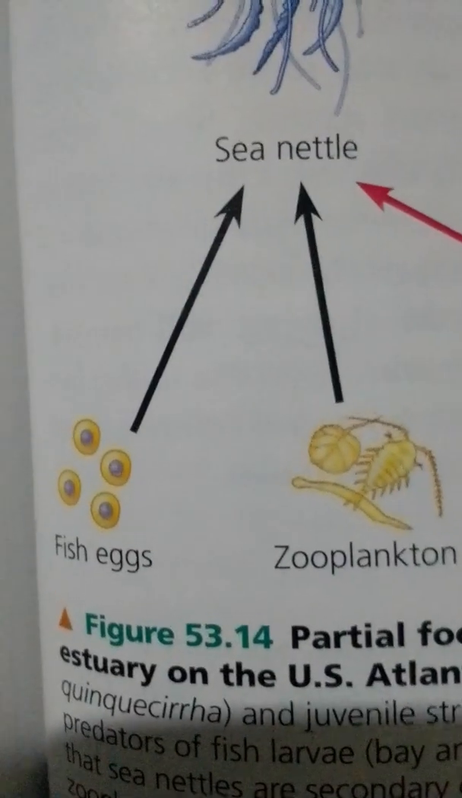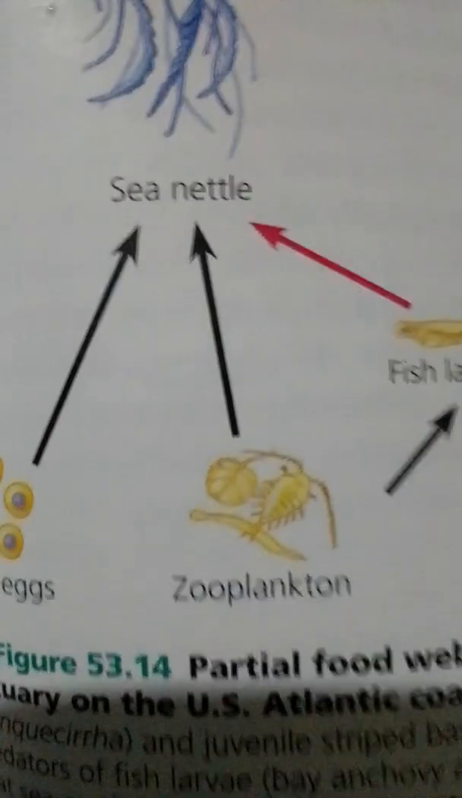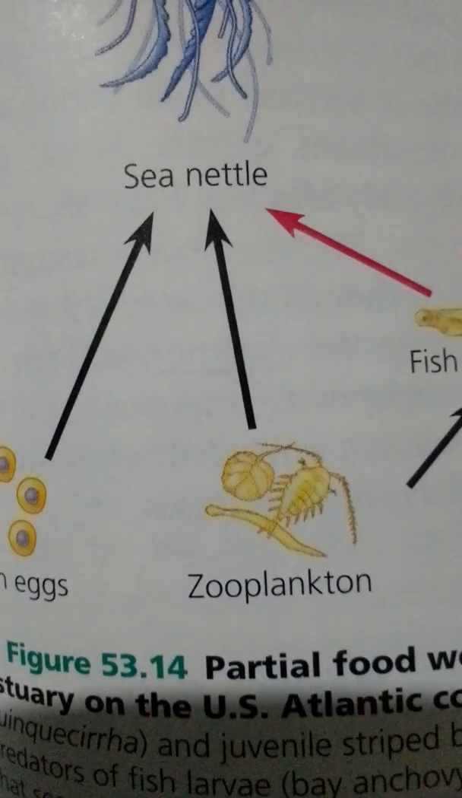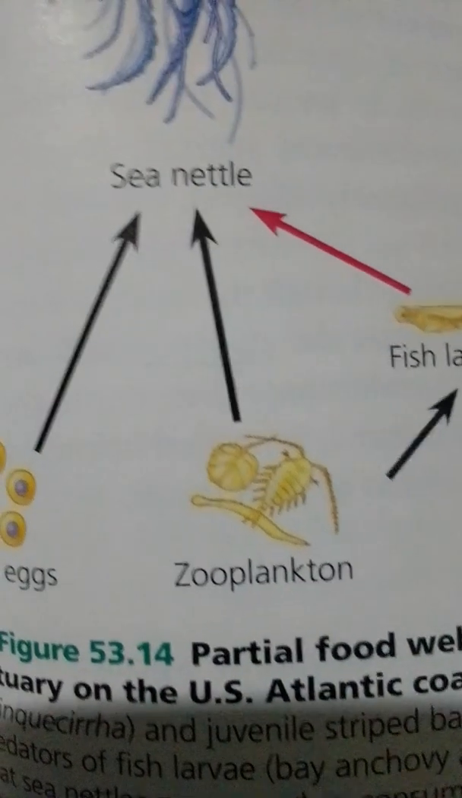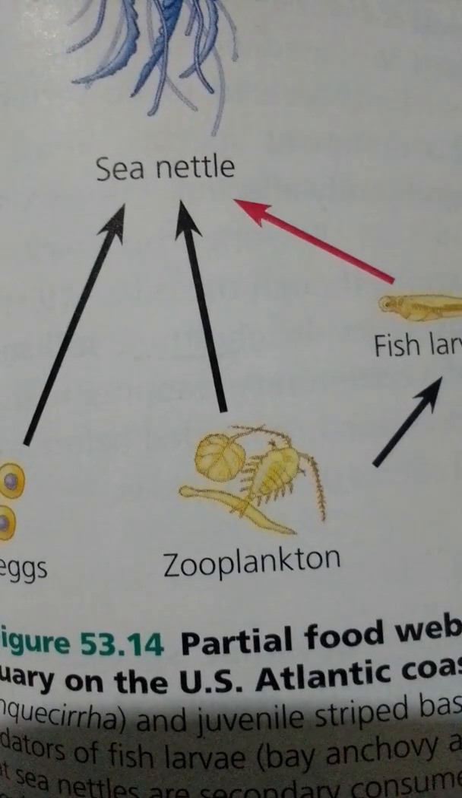This figure illustrates a partial food web for sea nettles, jellies, and juvenile striped bass in Chesapeake Bay.